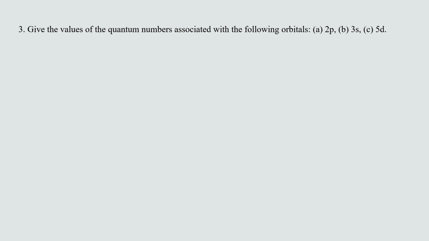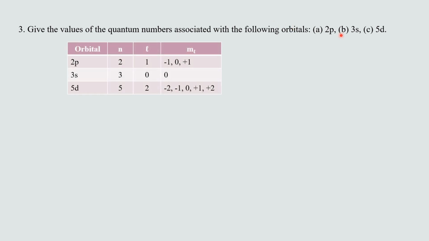Next question. Give the values of quantum numbers associated with the following orbitals: 2p, 3s and 5d. You can see in the orbitals 2p, 3s, 5d, the principal quantum number values are the front numbers given. This 2p means the principal energy level is 2. Principal quantum number is 2. 3s means principal quantum number is 3. And 5d is 5. What are the l values?